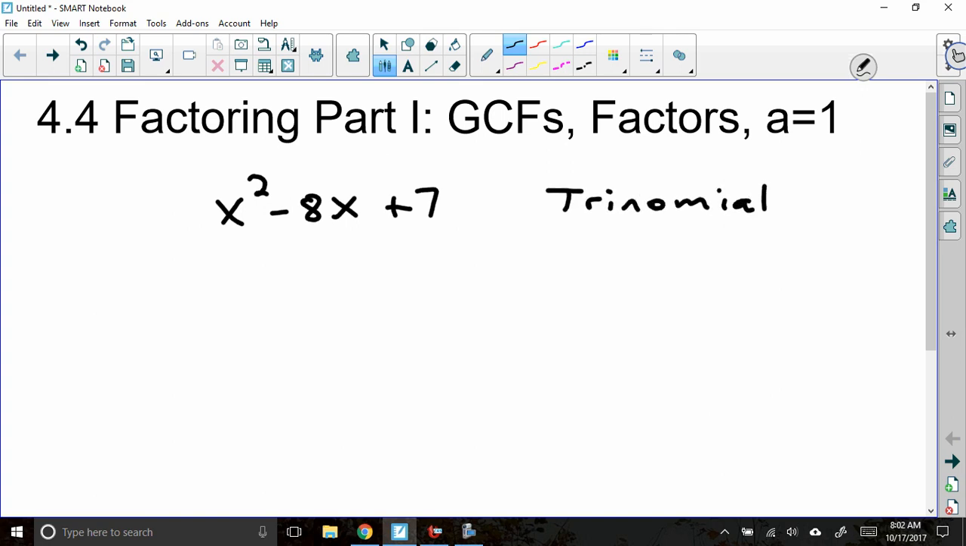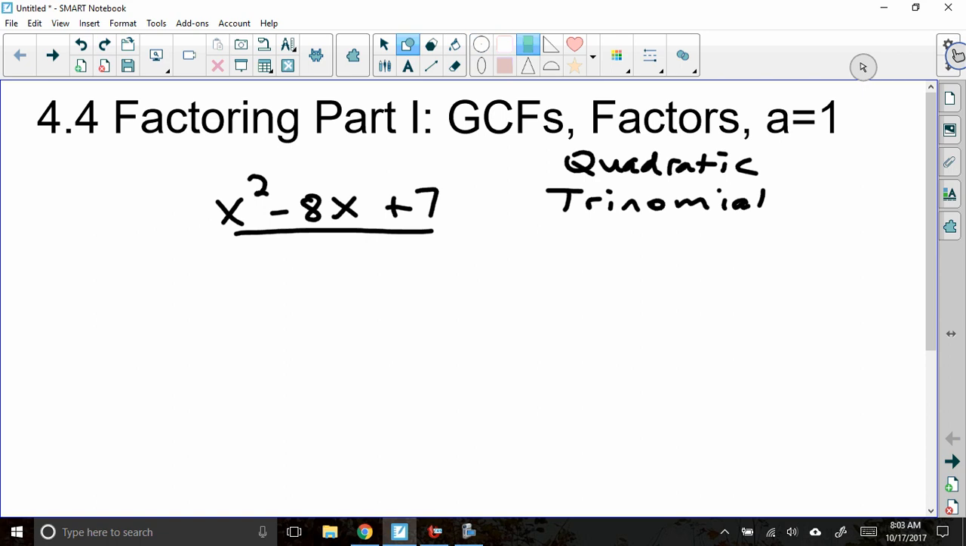What we see here is a trinomial. In fact, it's not just any old trinomial. It's a quadratic. It's a quadratic trinomial. What makes that expression a trinomial is the fact that it has not one, not two, but three terms. And in chapter 5, we're going to study polynomials. What makes that trinomial quadratic?